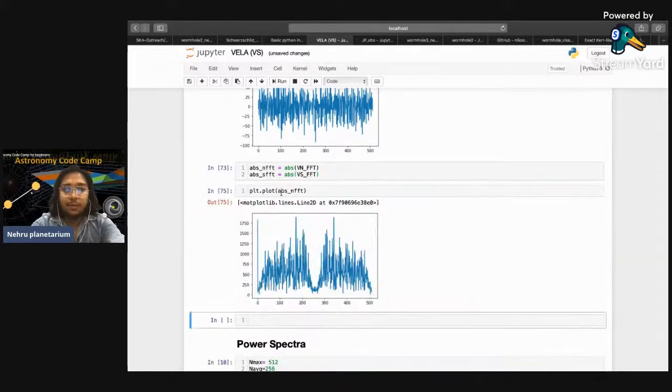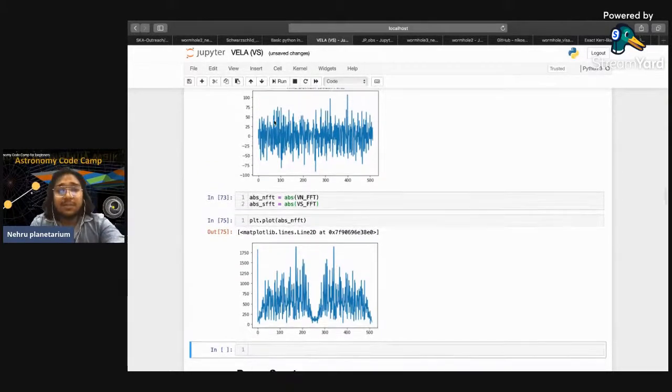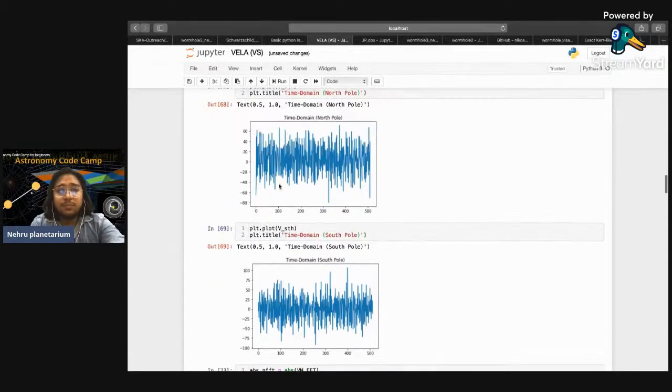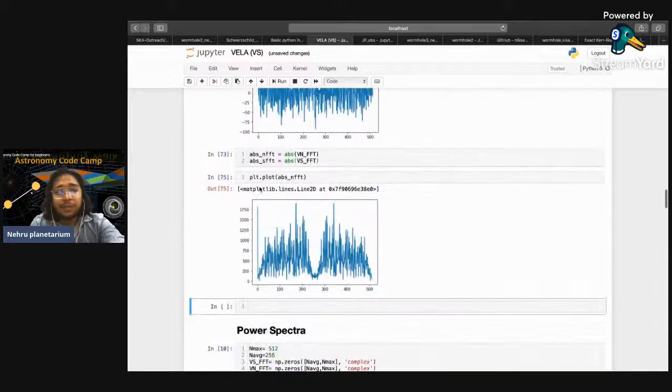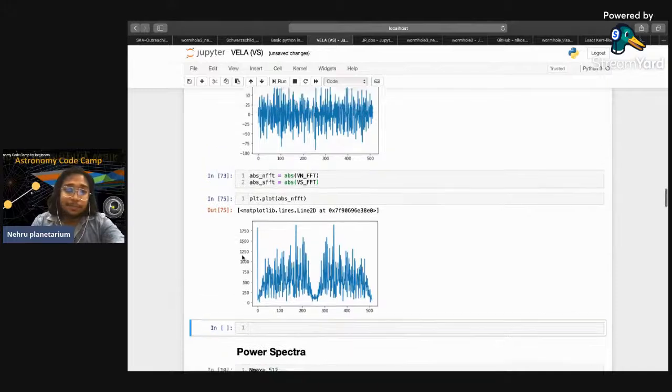Okay. So here, what we see right now is the Fourier transform of this data set. This is the south pole. In the time domain, you see that there are different values. On the left hand side are the frequencies, and these are the voltages, right? You can see how it's scattered over different frequencies and different values of voltages, right?